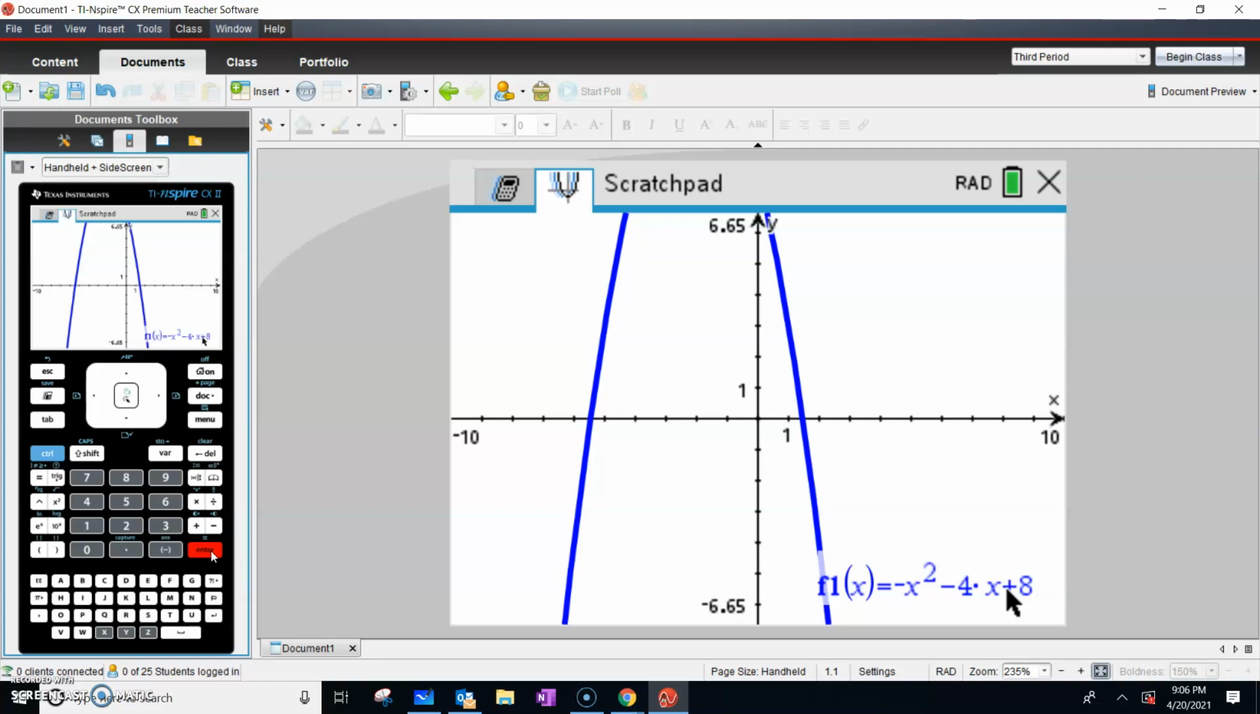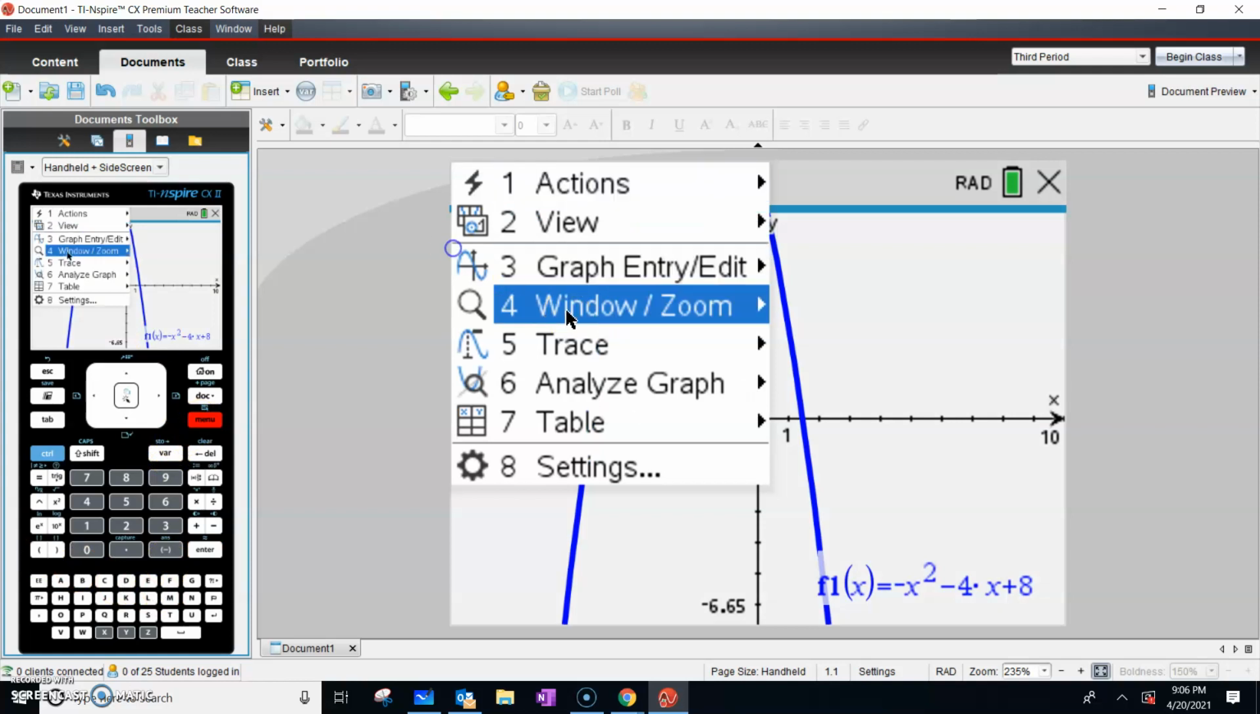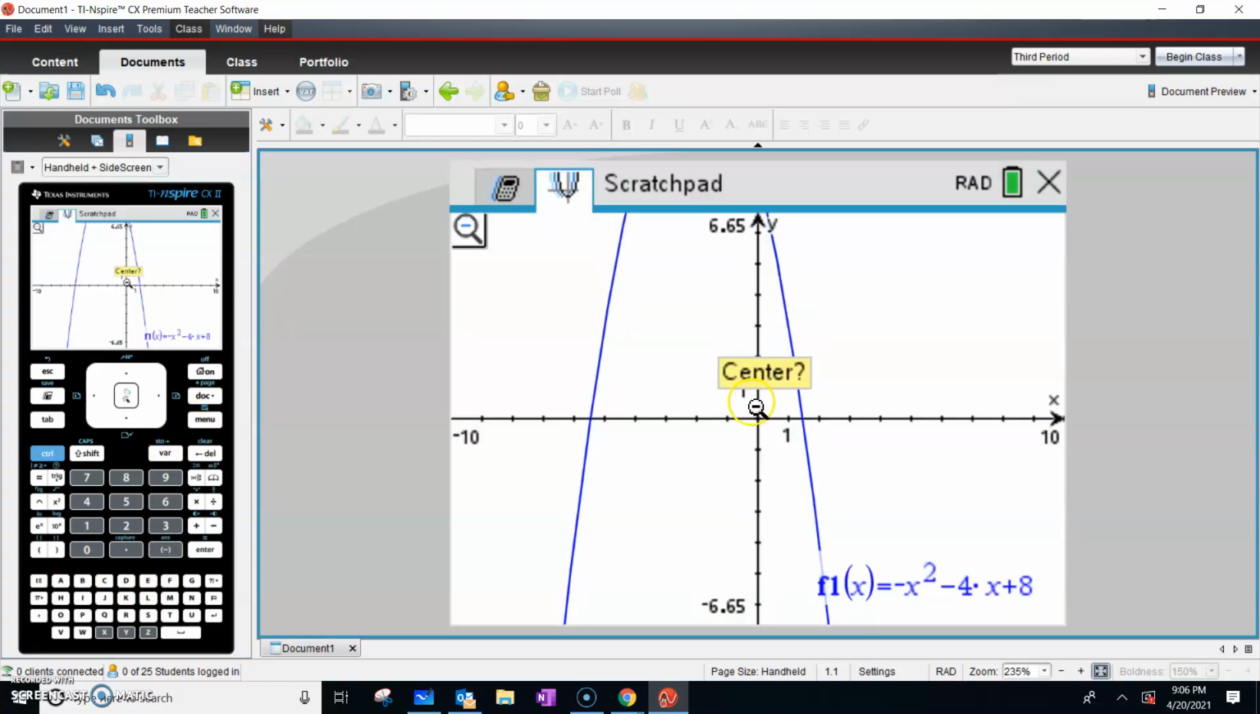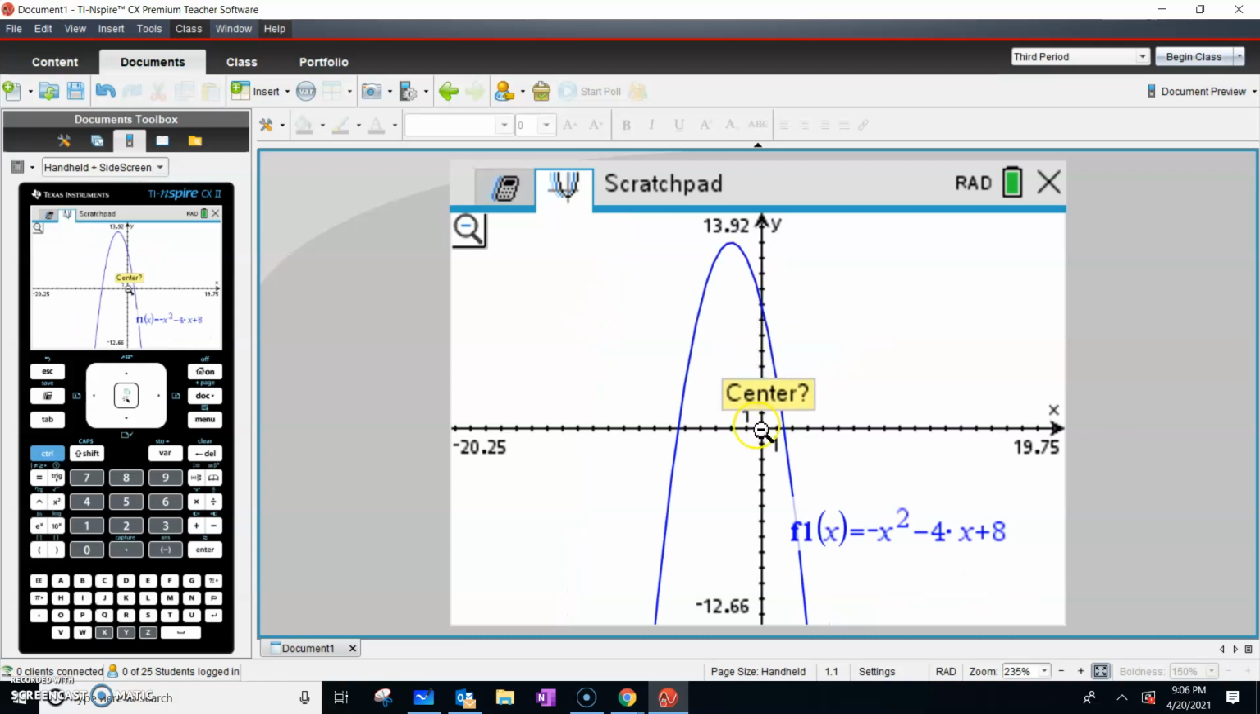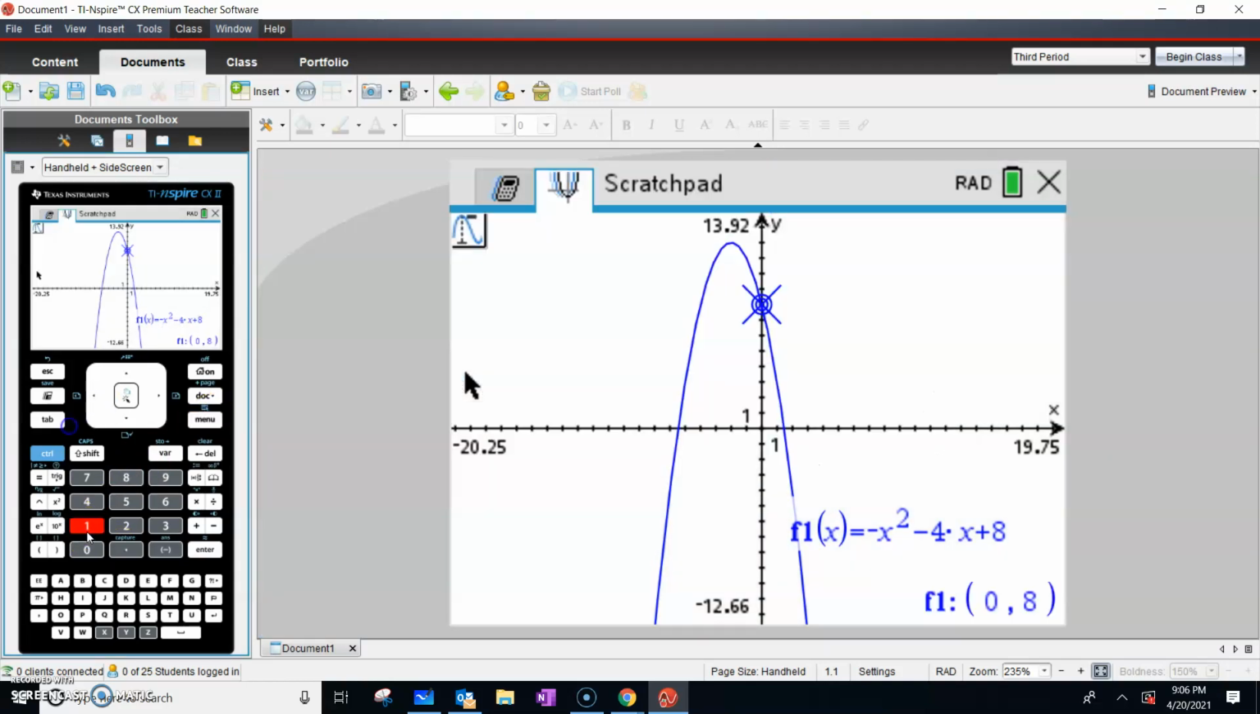Now I cannot see this whole graph, so I'm going to zoom out using menu 4 and 4, from the center. Now I can see the whole graph, including my vertex and everything I need to see. From here, I'm going to trace the graph by using menu 5-1. The great thing about this is as I scroll on the graph, those answers pop up.